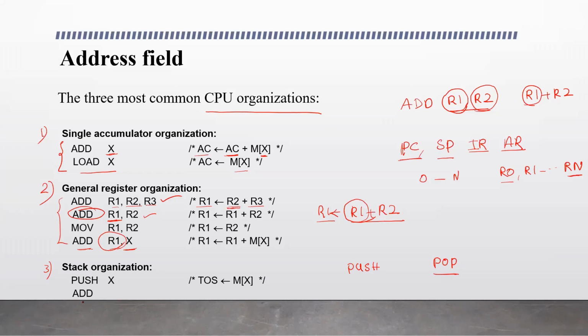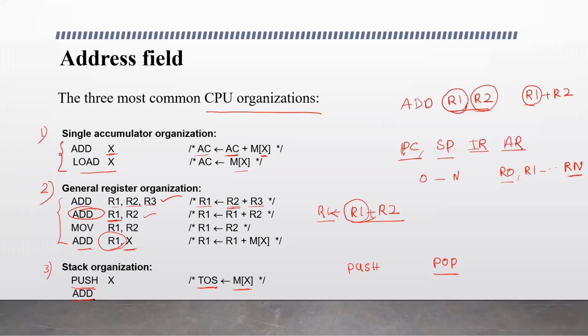Why is zero address here? Take the first instruction, push X. So the data at location X in memory is moved to the stack, that is TOS. What is TOS? Here it is top of stack. This data is moved to top of stack. Always the operation is performed at the top. We learned it. The data can be inserted only at the top and the data can be removed from the top position. So to do that, we use this push instruction.